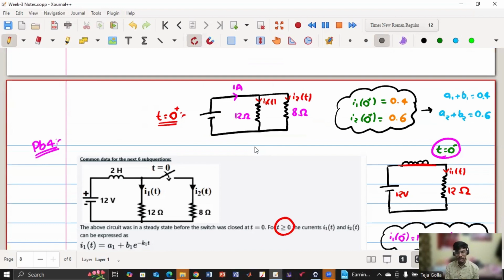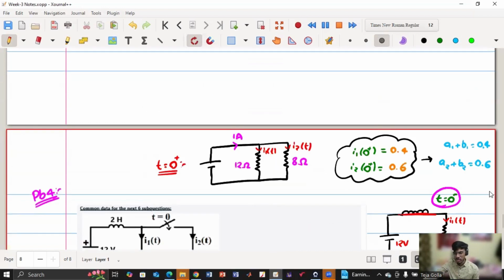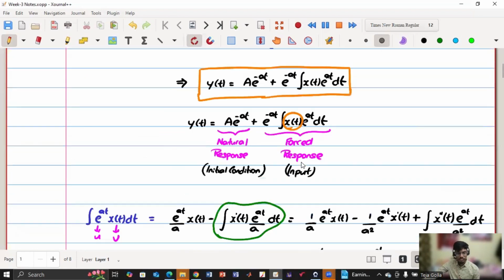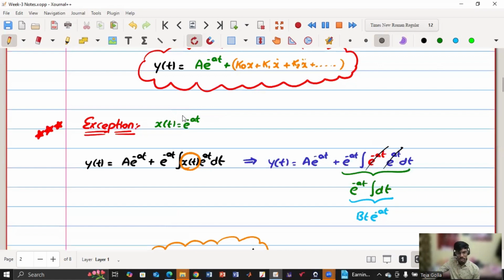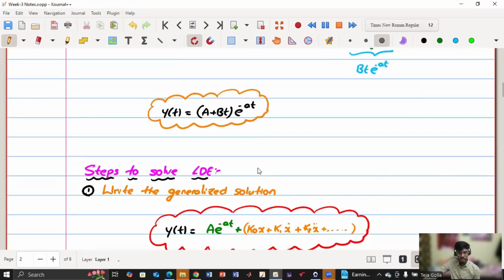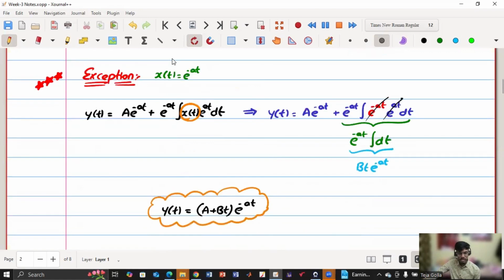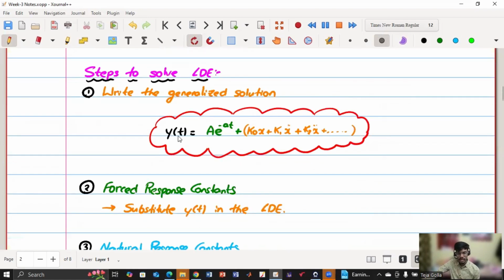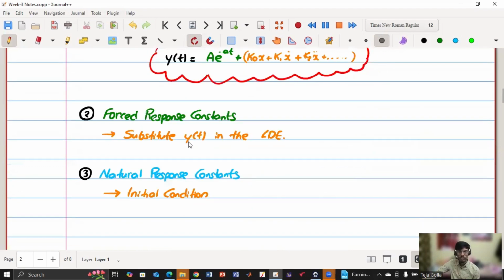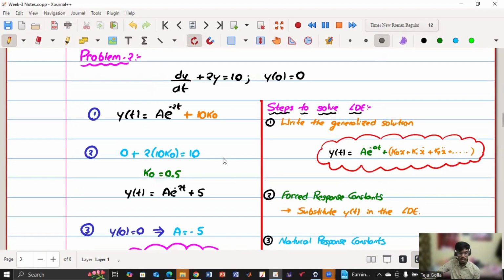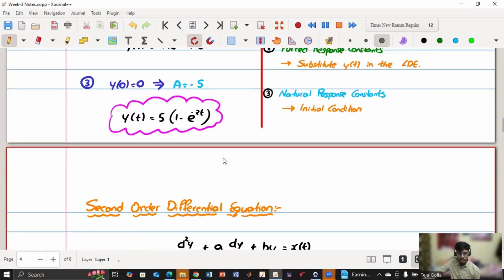So today we have started with the first order linear differential equation and obtained its solution. And then once we have understood the concept, we have seen also one exception, which we have not solved any problem today. Probably next week we'll solve, because this is exponential input. So that's why we have not solved today. And then we have generalized the steps to solve the linear differential equation, writing the generalized solution and then getting the forced response constant followed by the natural response constant.